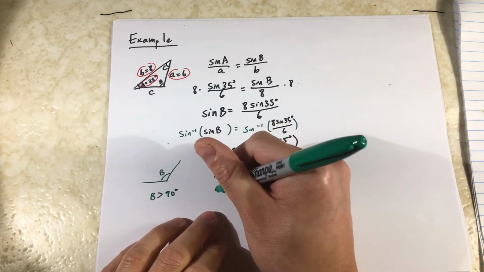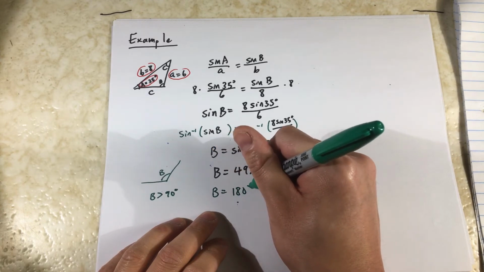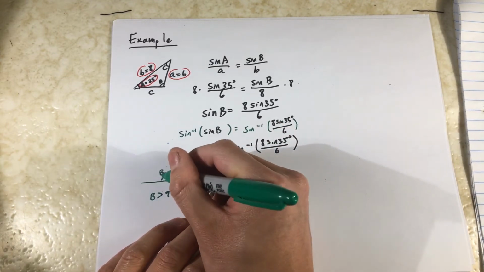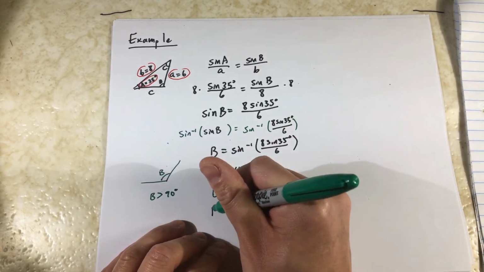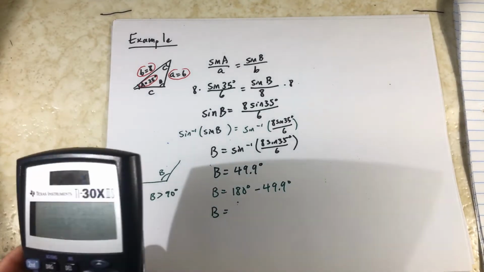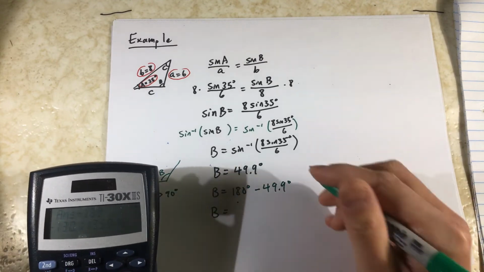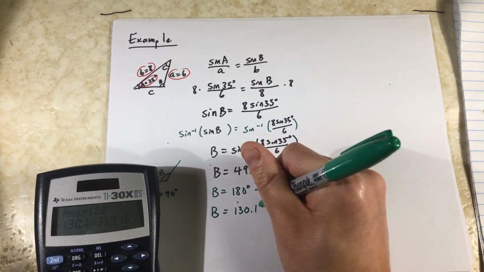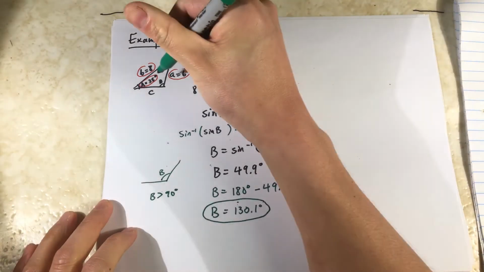So what I'm going to do is take the actual value of B, I'm going to take 180 degrees, which is just all the way around, minus the angle it gives me. So B is actually equal to 130.1. All right, so that's the only case where you have to be a little bit careful about that. You just kind of need to know whether you expect it to be bigger or less than 90 degrees. All right, so I know this angle right here.